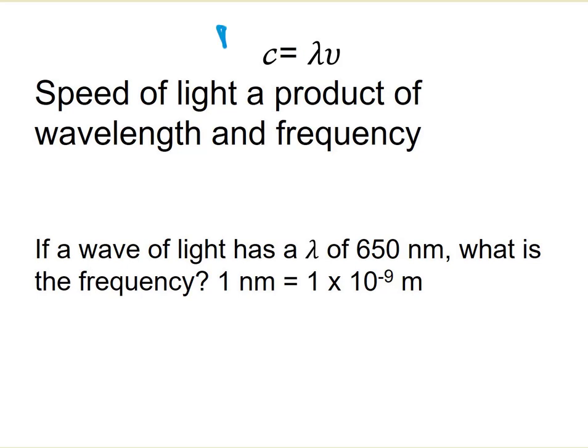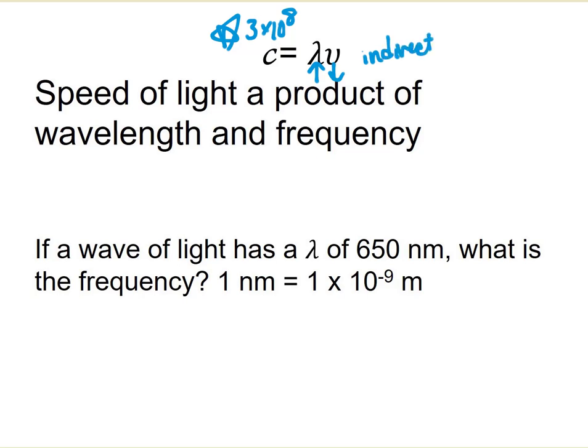This is a formula in your data sheet. Speed of light is equal to the wavelength times the frequency. The speed of light is always this number, 3 times 10 to the 8th. Therefore, if my wavelength goes up or gets longer, then my frequency will go down. So this is an indirect relationship.